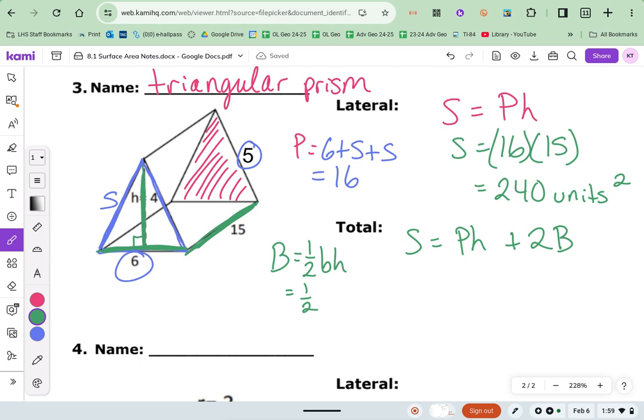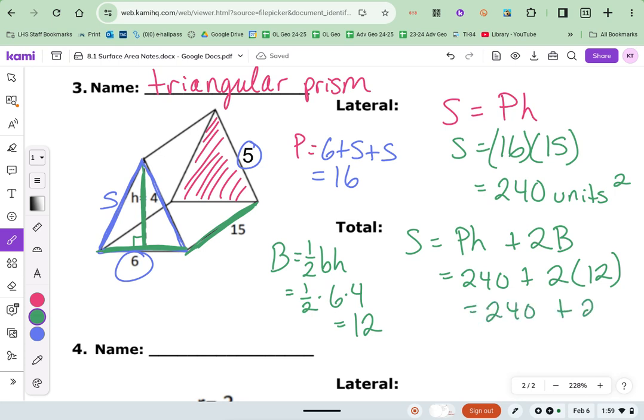So let's see. So 1/2 times 6 times 4. So 12. So 12 is the area of one triangle. So we can plug it in. We already did the perimeter times height on the first part, so I'm going to plug in 240 for that, plus 2 times the area of one base. So 264 units squared.